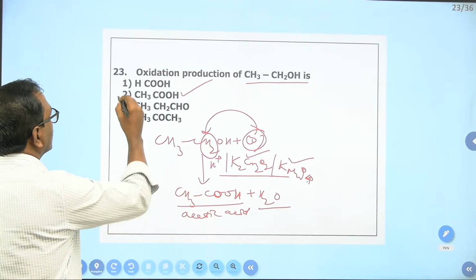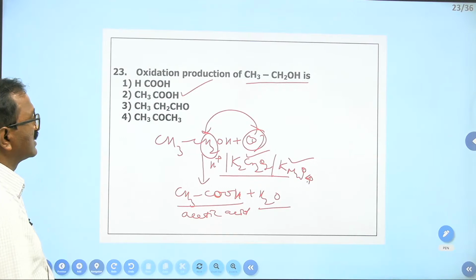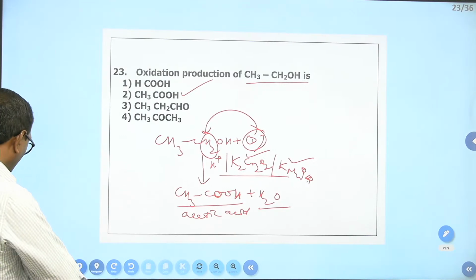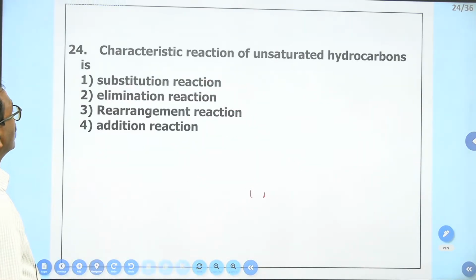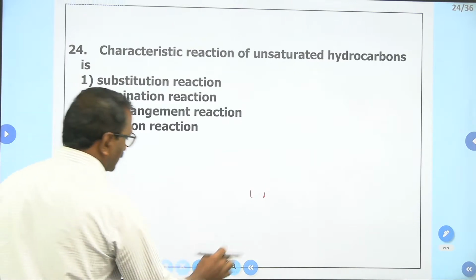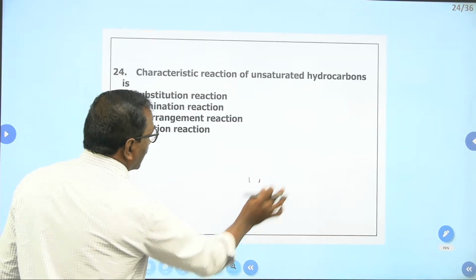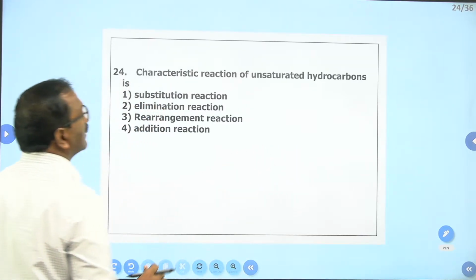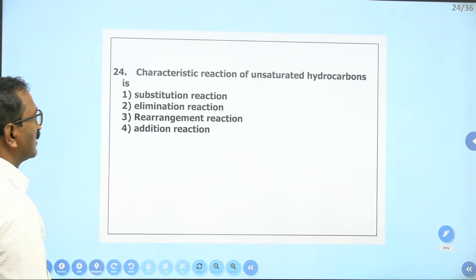So, the second one is the right option for question number 23. Next one. Characteristic reaction of unsaturated hydrocarbons. So now, the characteristic reaction of unsaturated hydrocarbons.